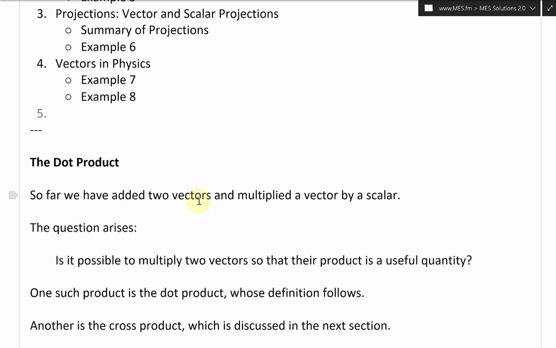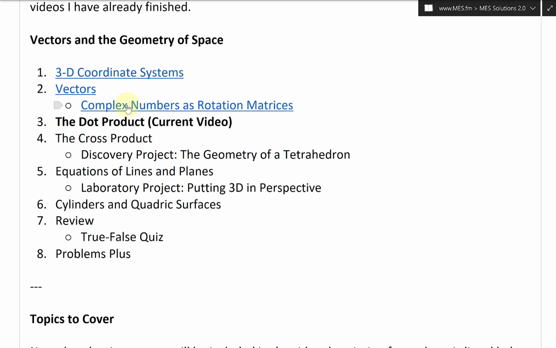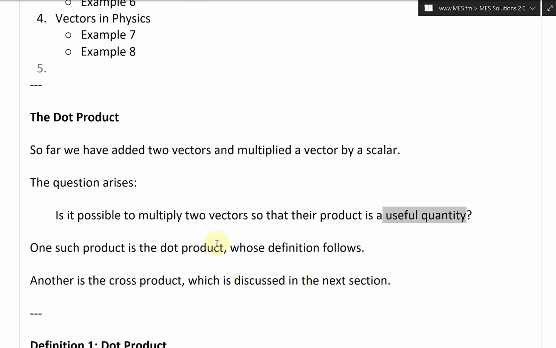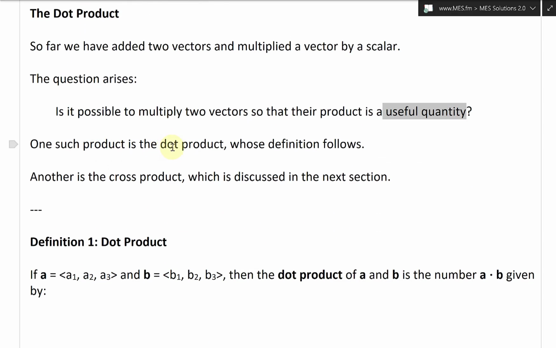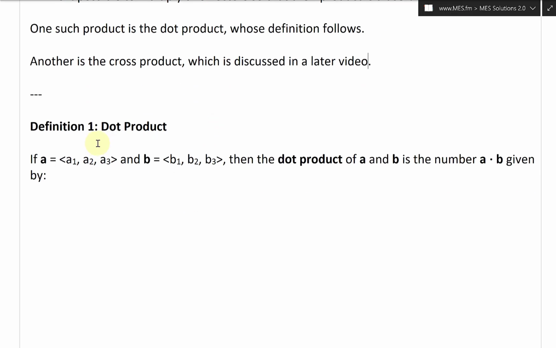So far we've added 2 vectors and multiplied a vector by a scalar, in the earlier videos on vectors. We just added vectors and multiplied vectors by a scalar. But then the question arises: is it possible to multiply 2 vectors so that their product is a useful quantity? One such product is the dot product, whose definition follows. Another is the cross product, which is discussed in the next section, or actually, since this is from my calculus book, in a later video.